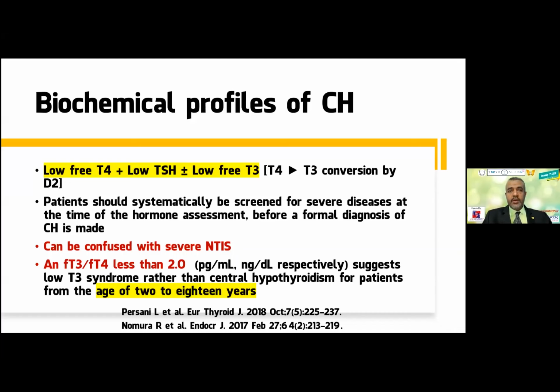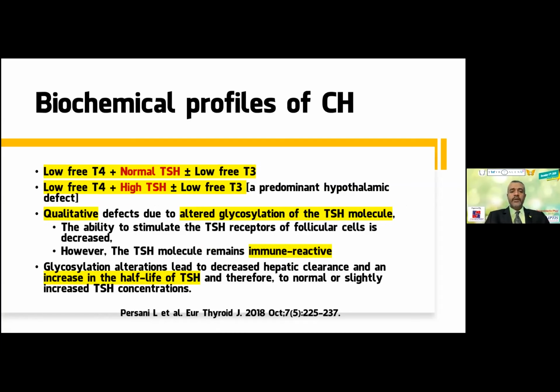This was proved in a study that included patients who were only less than 18 years of age. But this is not the only biochemical profile for central hypothyroidism. Here you would find two other profiles for central hypothyroidism. You may find low free T4. This is a must to diagnose a patient with central hypothyroidism, with inappropriate normal TSH. Or you may find a patient with low free T4 plus inappropriately high TSH.